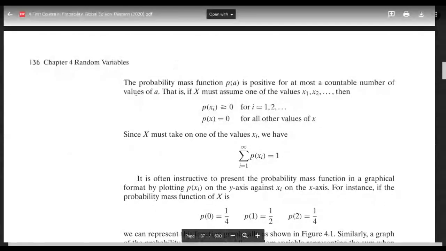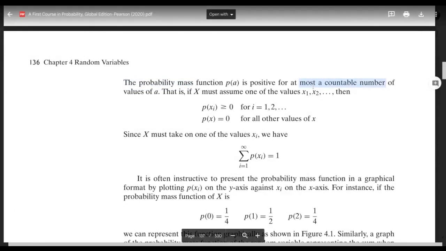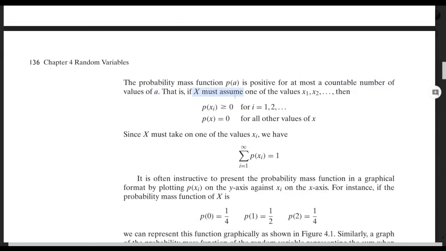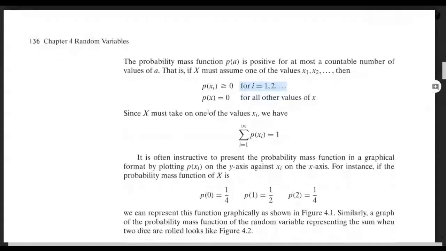Again, random variables can be assigned different values. The probability mass function, probability P of a, is positive for at most a countable number of values of a. That is, if x must assume one of the values x1, x2, and so on. So i could be 1, 2, and so on. Probability of x equals 0 for all other values of x.